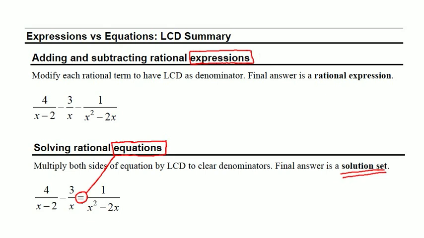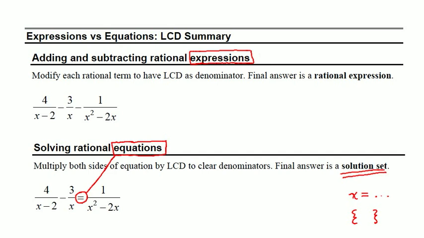That's going to be a value or a set of values that satisfy the equation. So this will be something like x equals ..., or it could be something in roster notation or set builder notation, a list of values that satisfy the equation.